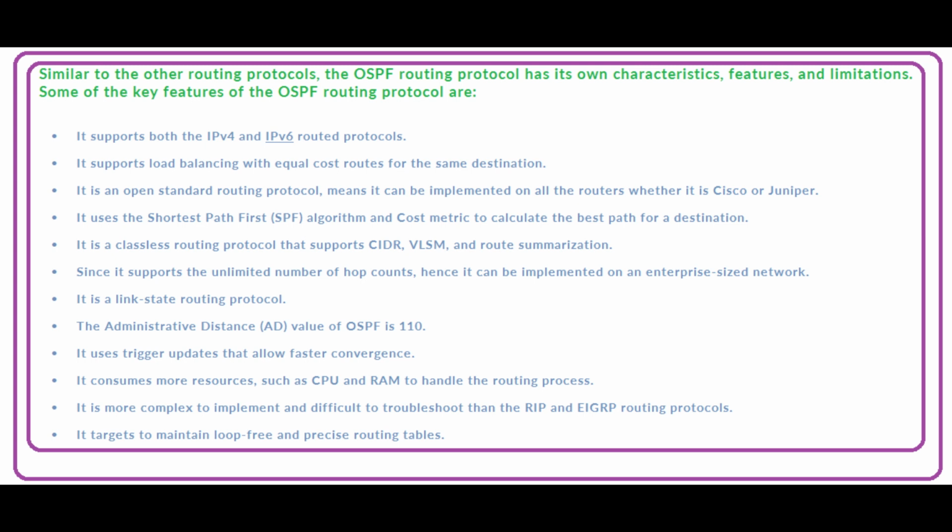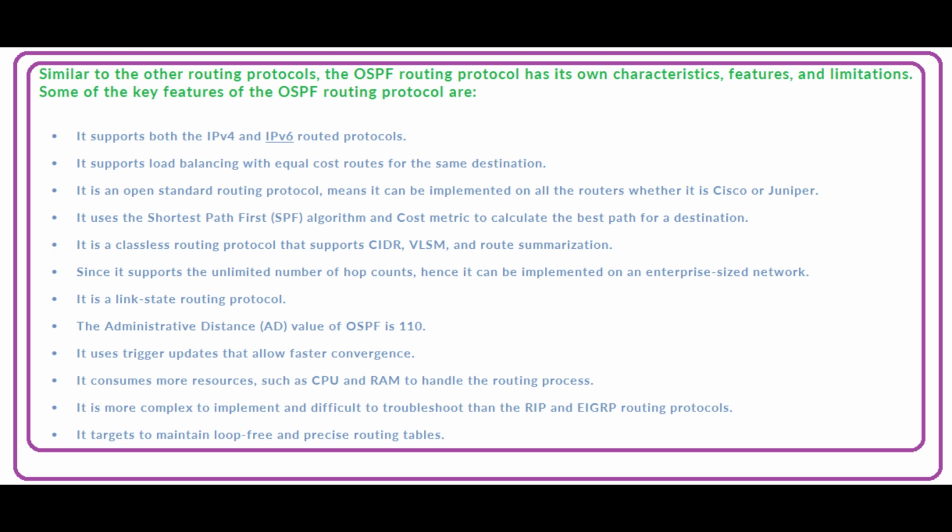Since it supports an unlimited number of hop counts, it can be implemented on an enterprise-sized network. It is a link state routing protocol. The administrative distance, AD, value of OSPF is 110. It uses triggered updates that allow faster convergence.